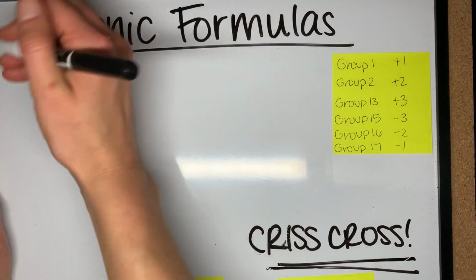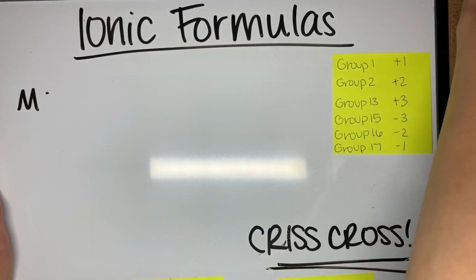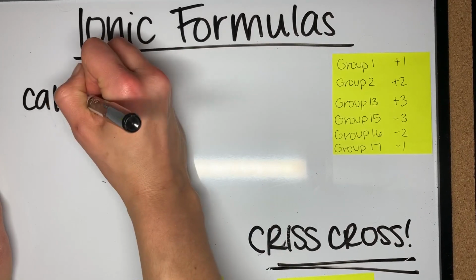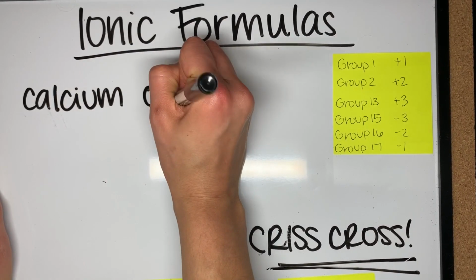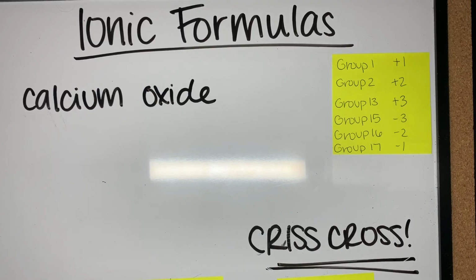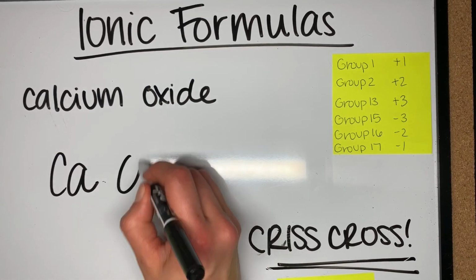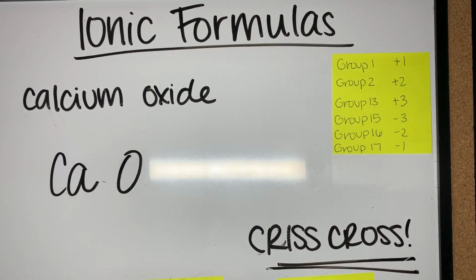We can see the same trend if we were to do, actually let me change that. Let's do calcium oxide. Calcium, you know, is Ca. Oxide or oxygen is O.